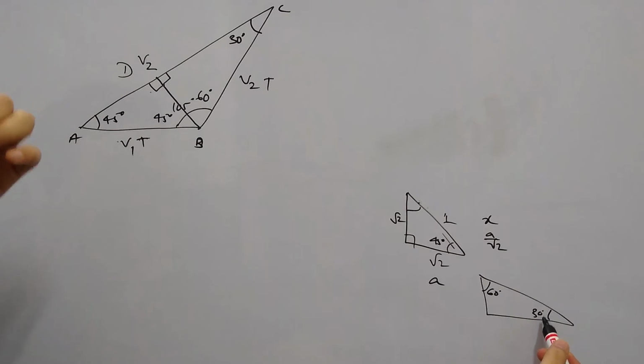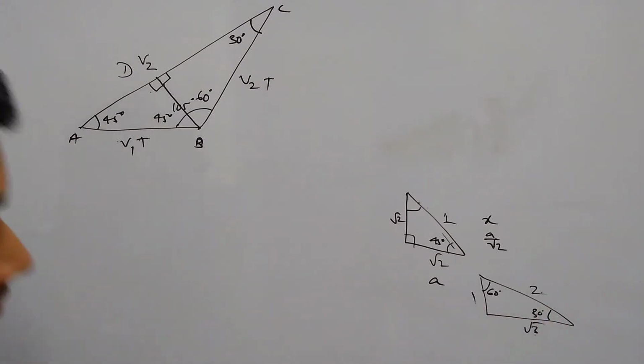So for 30 degrees, remember the side along with 30 degrees will be root 3. Just remember this 30 and root 3, so they will come together. This is root 3, 30, and this will be 2 and this will be 1. Because this is the smaller side, it will be 1, and this is the bigger side, 2, and this is root 3.